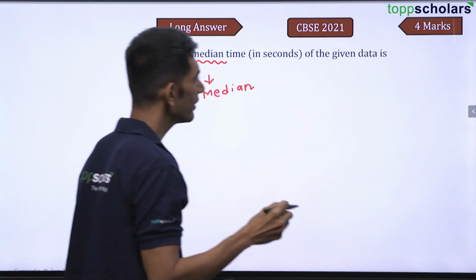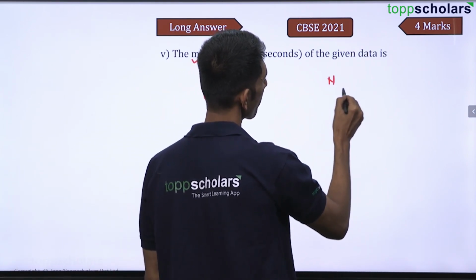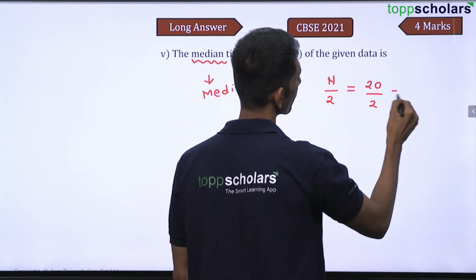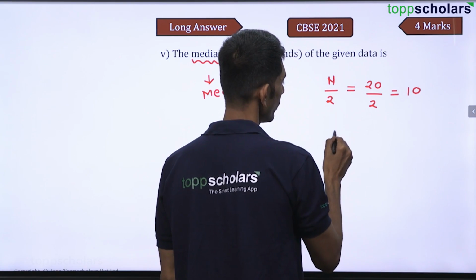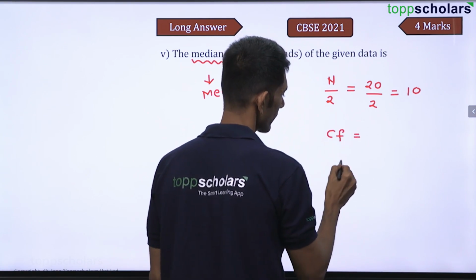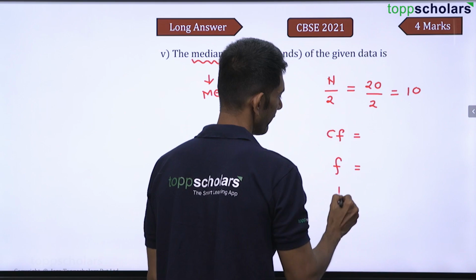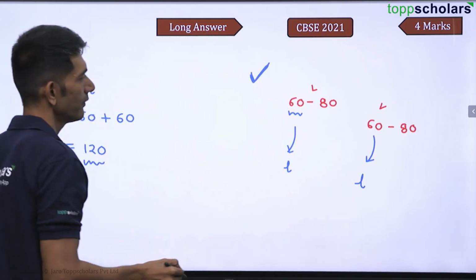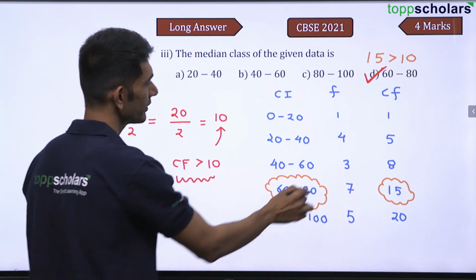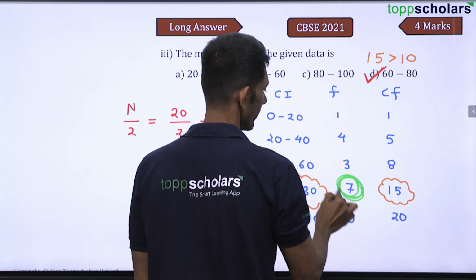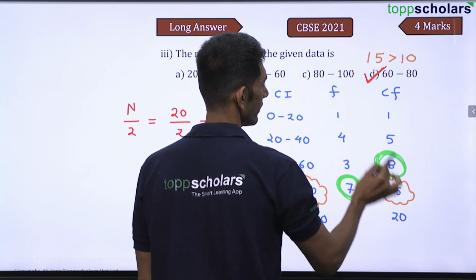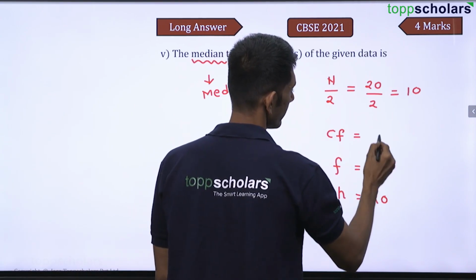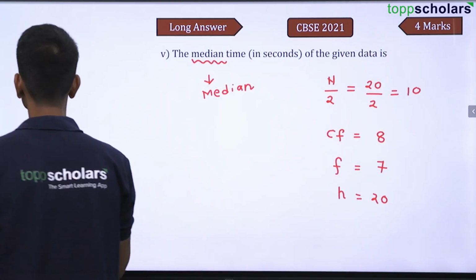So to find out the median, all we need is n by 2. We know that n by 2 is 20 by 2, which is 10. We need to know the CF, F, and H. H is 20, but F and CF we're going to get here. See, this is F and this is CF. So F is 7, CF is 8. So what is the median?